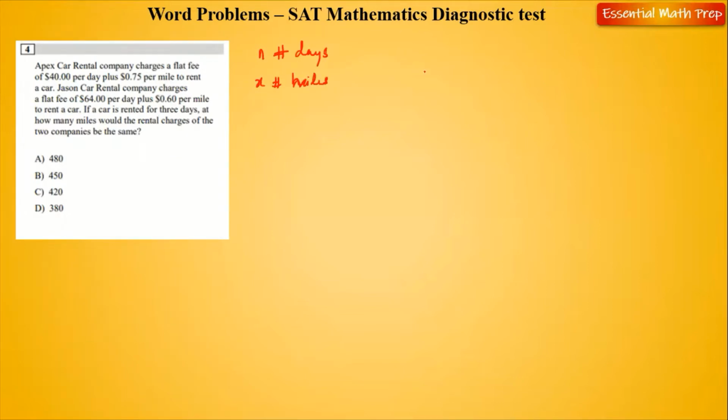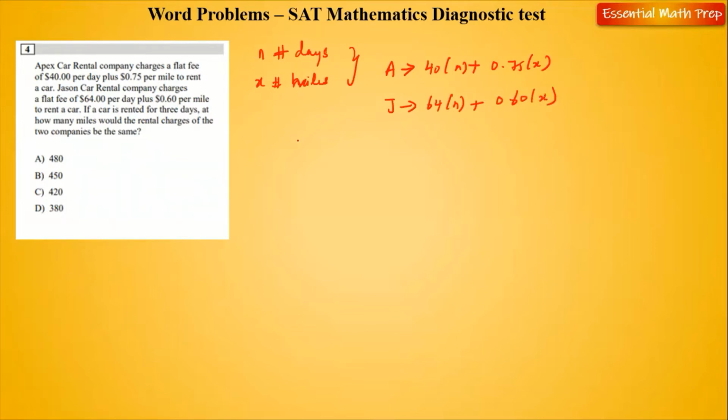Okay, so 40N plus 0.75x is for Apex. Okay, so N corresponds to the number of days and X corresponds to number of miles. Jason corresponds to $64 a flat fee times N plus 0.6 per mile, right?